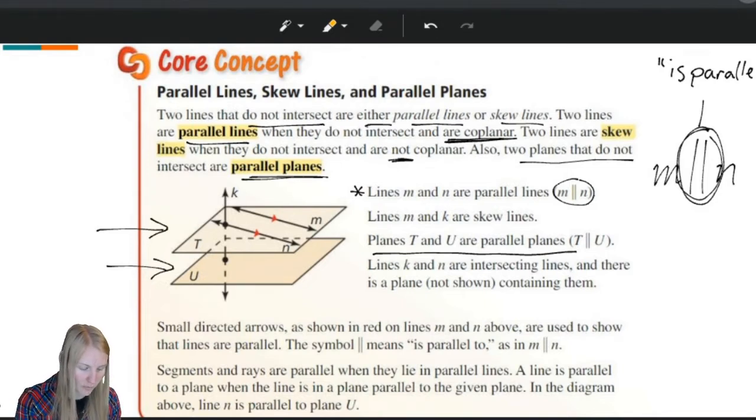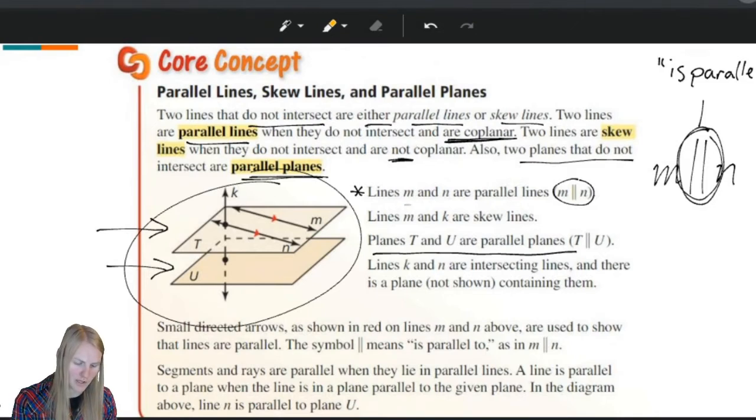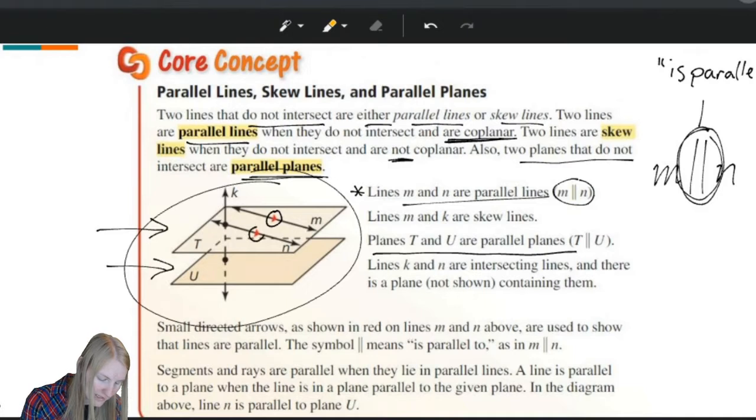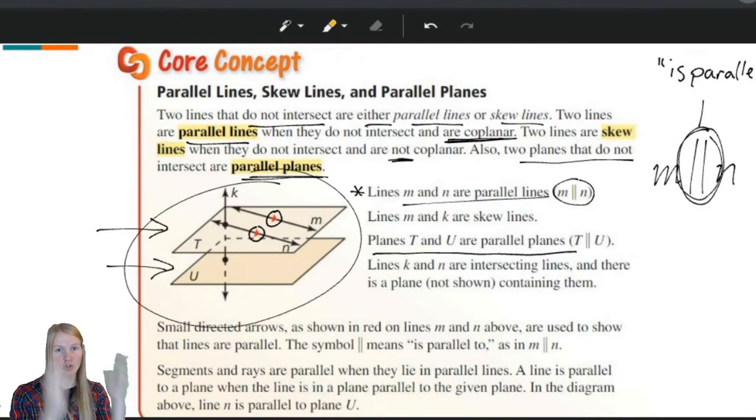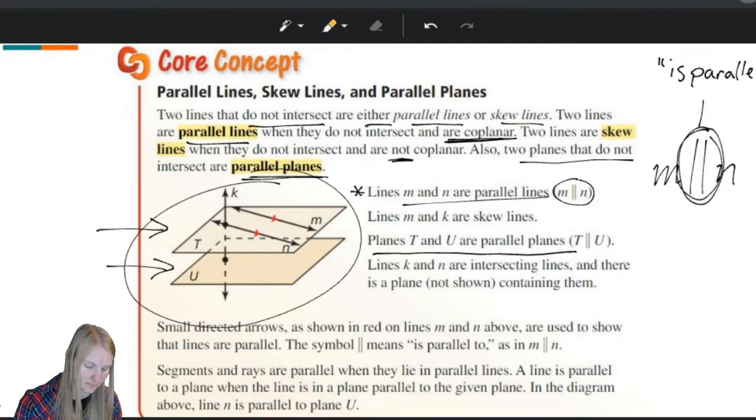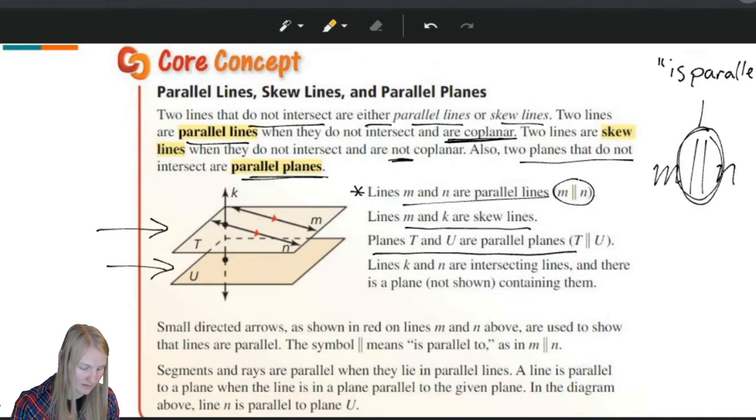And how do you know, from this diagram, that lines M and N are parallel? You see these red arrows right here? That's what tells you that two lines are parallel. When you see the red arrows, it means yes, these lines are parallel. Lines M and K are skew lines, because M and K don't intersect. M is over here, and K goes straight up and down.